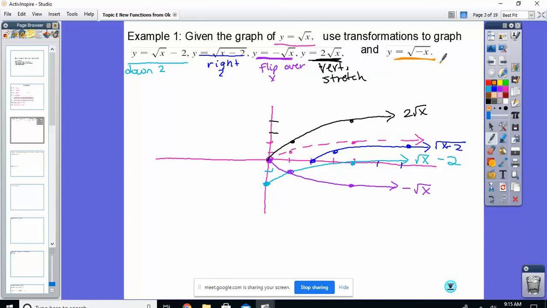And the last one. The negative is under the square root. So what's that do? Make sure x is negative so it flips over the y-axis. So original one reflected the other way.